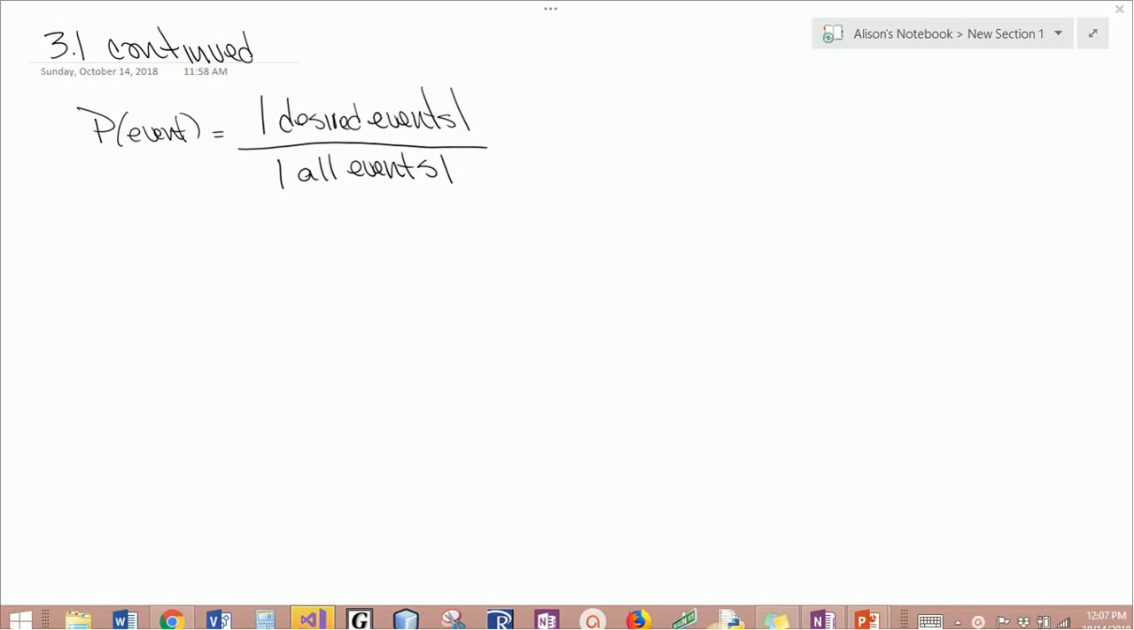And the way that we learned how to count up the number of desired events and/or the number of all possible events was to divide it up into tasks. Some of the tasks that I remember were a 6-character password or how to label the chairs in an auditorium. And a part of that was the product rule and the sum rule.